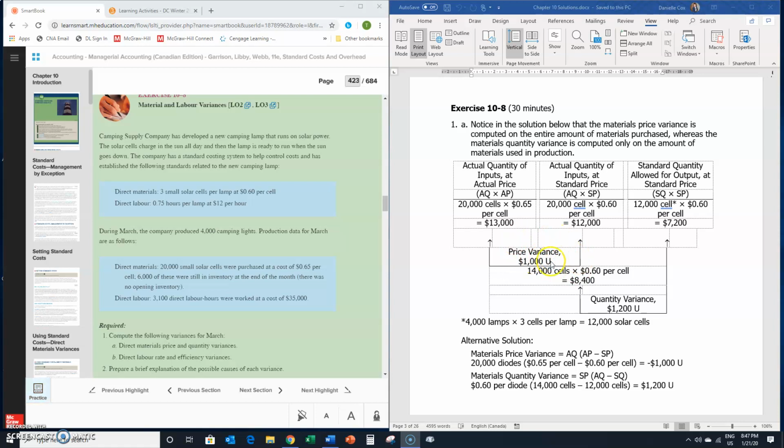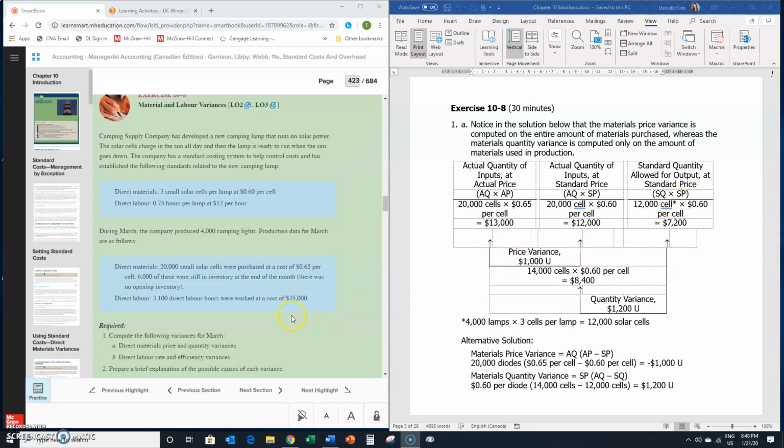Now when we want to look at our quantity variance, here we're looking at the amount that was actually used. So you can see what we have done here, we have our price variance, and then they have another calculation here. So we're not comparing this to this. We're going to come down now and we're going to calculate this middle one again. But now we're going to use 14,000 because 14,000 was actually used. So 14,000 is our actual quantity times standard price, which is still our 60 cents per cell, which gives us 8,400.